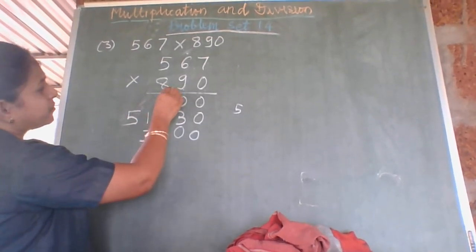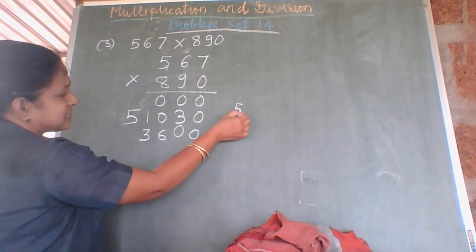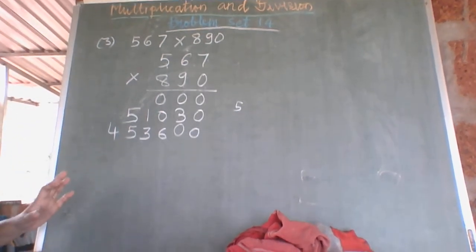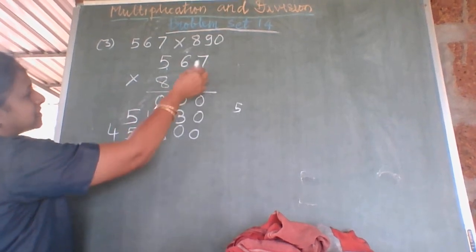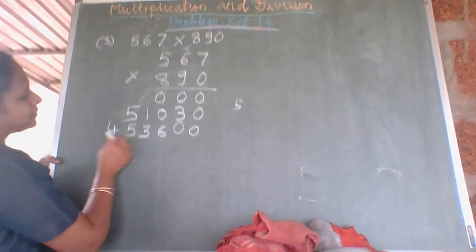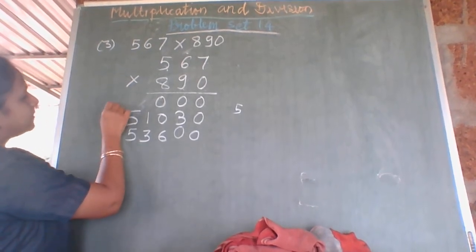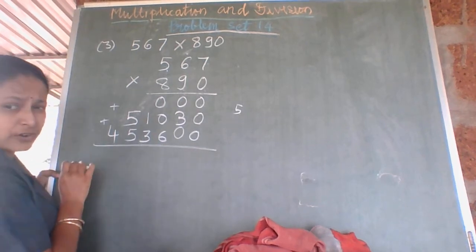Now what you have to do? You have to say 8 5s are 40. 40 plus this 5 becomes 45. Okay students, so what you have got now? You have multiplied 567 by 8, you are getting this answer. Fine. Now what you have to do? You have to go and add them. Okay, so let's add all of these numbers.